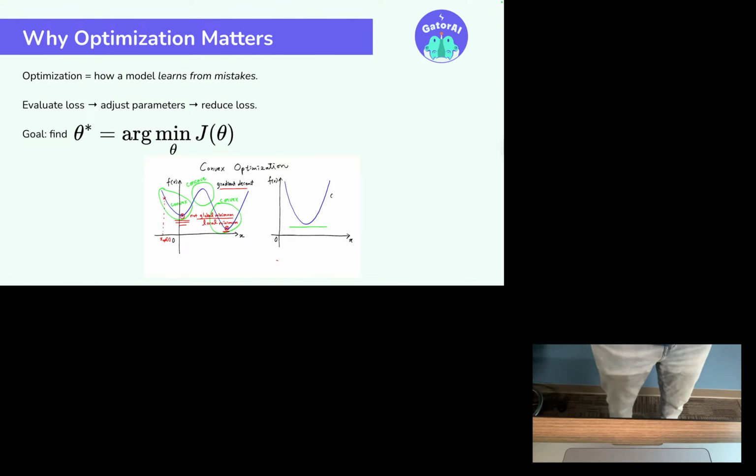And everything in machine learning, from linear regression to logistic regression to deep networks, comes down to solving this one line, which is the optimization formula.